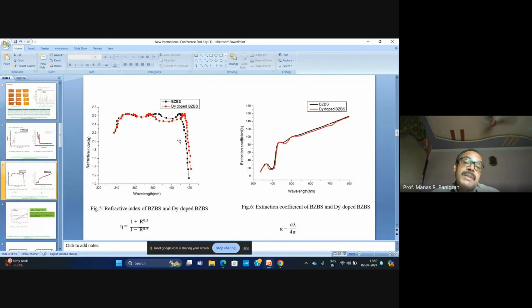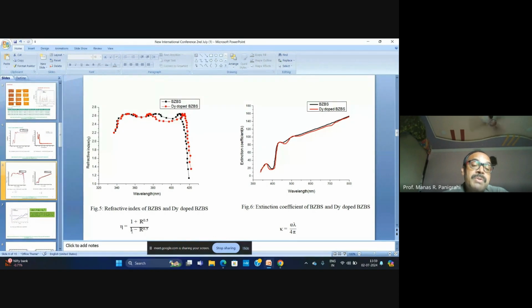Then we can go for, these are very fundamental things. Then we can calculate the refractive index and the extinction coefficient using this formula. All the values of this parameter, whatever we have calculated, I can show you at the conclusion and how they are varying with the doped material.